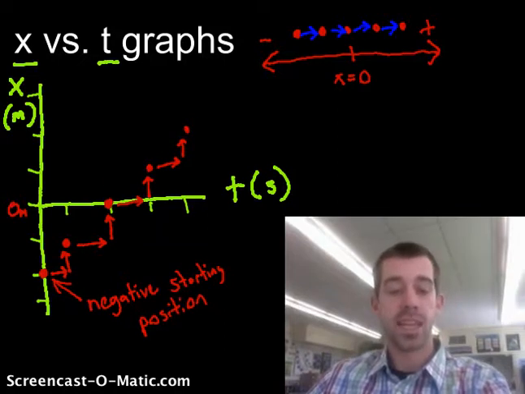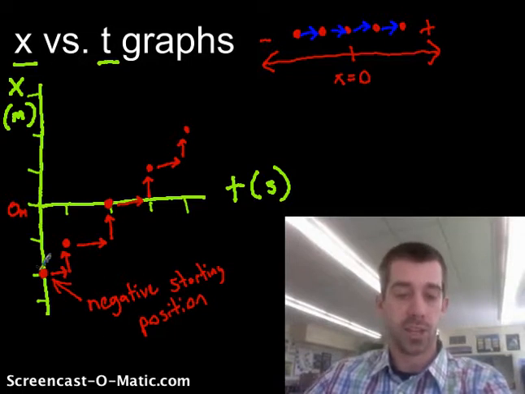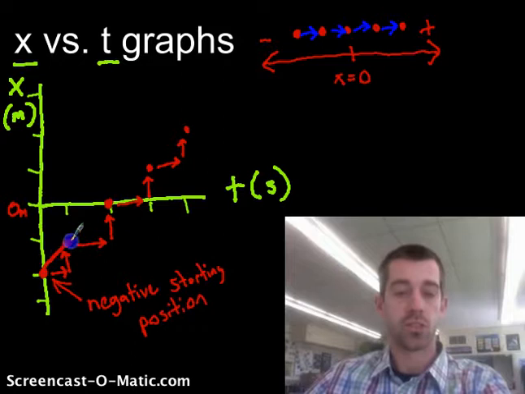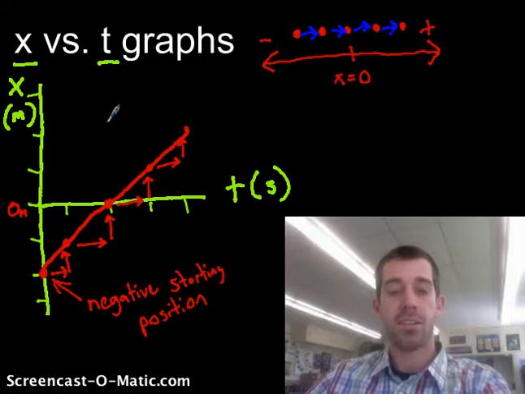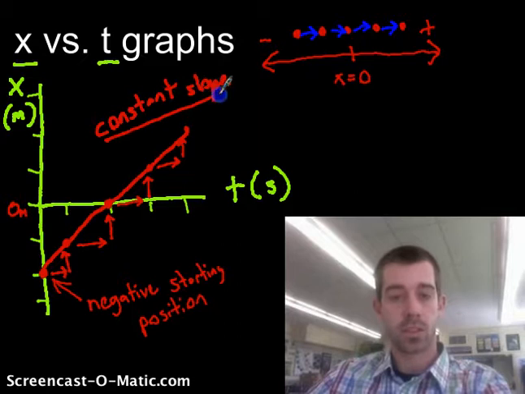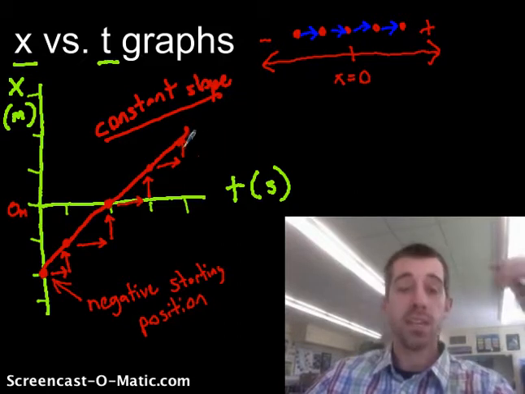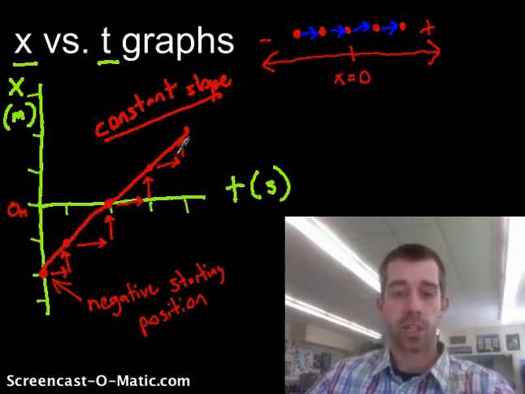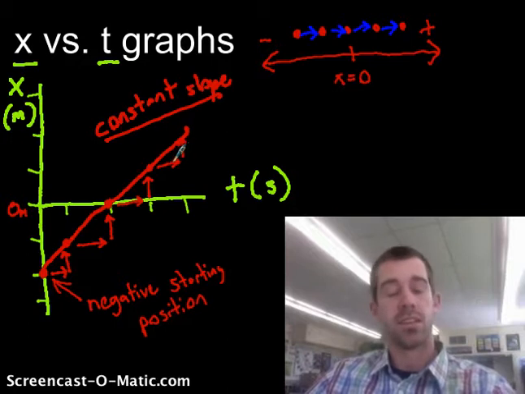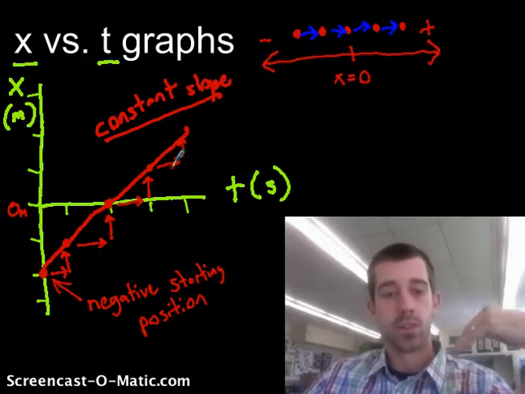The other way that we can say that is, we say that this line is going to have constant slope. So whenever we draw a position versus time graph for constant velocity, it's going to have a constant slope all the time. And what that slope indicates to us is how fast the object's going. The steeper the slope, the greater the velocity. The less slope, the lower the velocity.